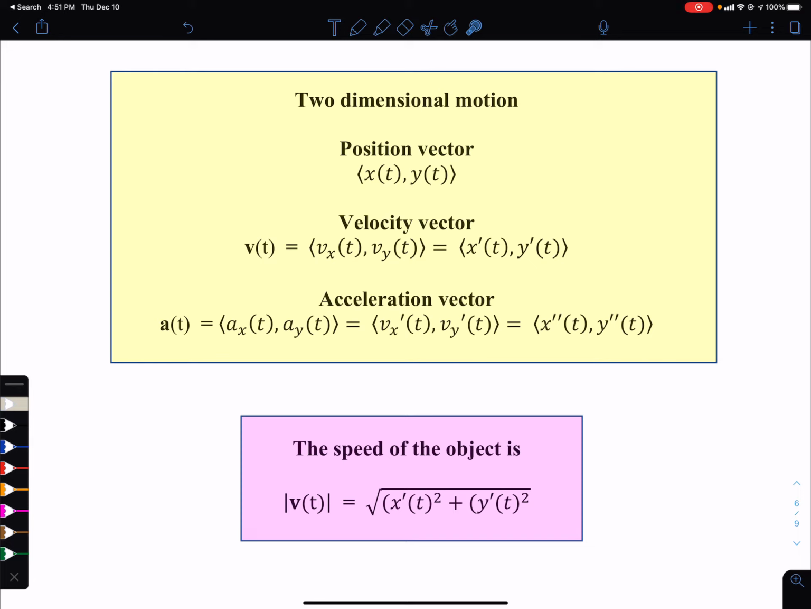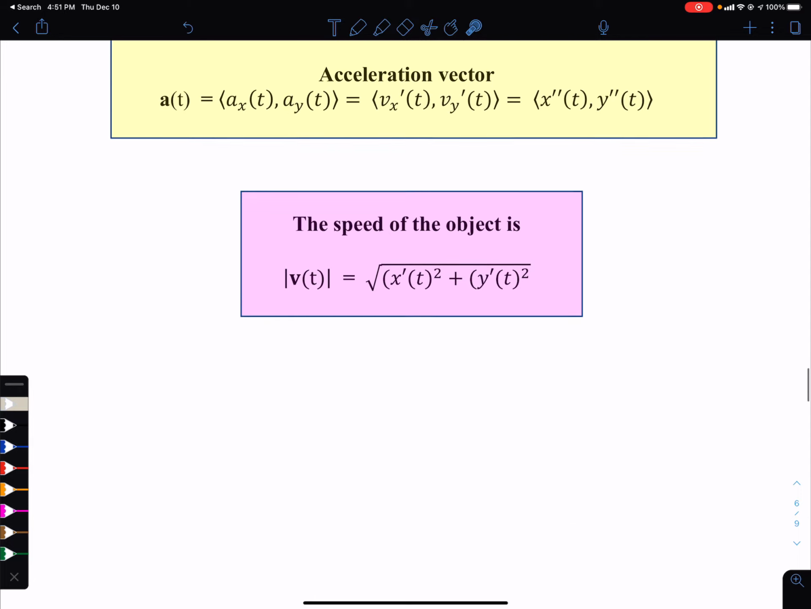And then speed. I think I need to spend some time on this so it will make some sense to all y'all. So what is speed in this case? Because speed in AB was the absolute value of velocity. But how do you absolute value this? That doesn't make sense. So I'm going to explain to you how we get speed and explain what this all means. Okay? So here we go.